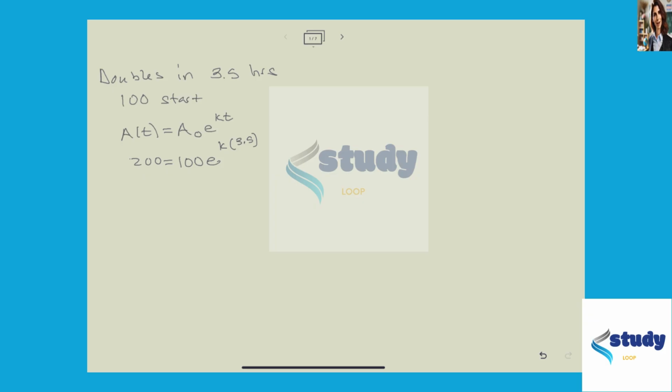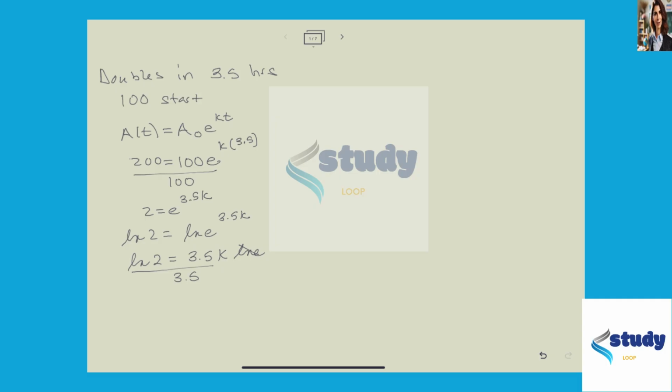So I'm going to use this doubling information to get k. I'm going to divide both sides by 100. I'm going to take the natural log of both sides. I'm doing that because I have to get that exponent k down, and there's no algebraic way to do it. So I use power to a power for logs to drop it down in front. ln of e just equals 1. I don't really need that. And I'm going to divide both sides by 3.5.